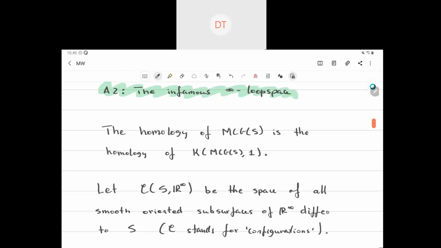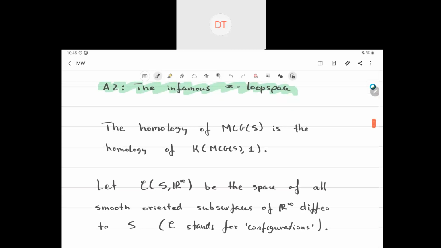Okay, so this will take a little bit more work than the answer to the first question. The answer to the first question was just a definition, the definition of a mapping class group. But in order to get this infinite loop space, we're going to have to think of the problem a little bit and see how it slowly appears. Okay, so we're going to start to think about the homology of this mapping class group.